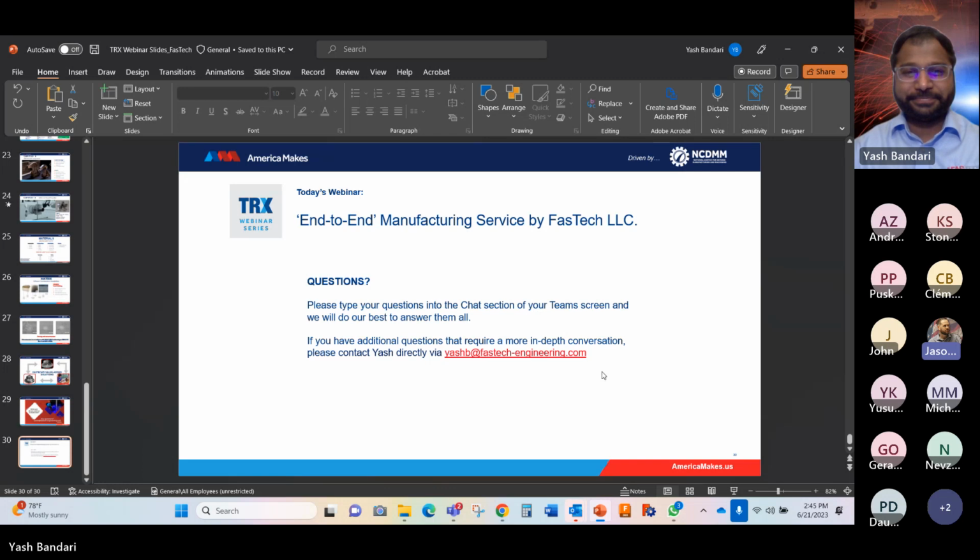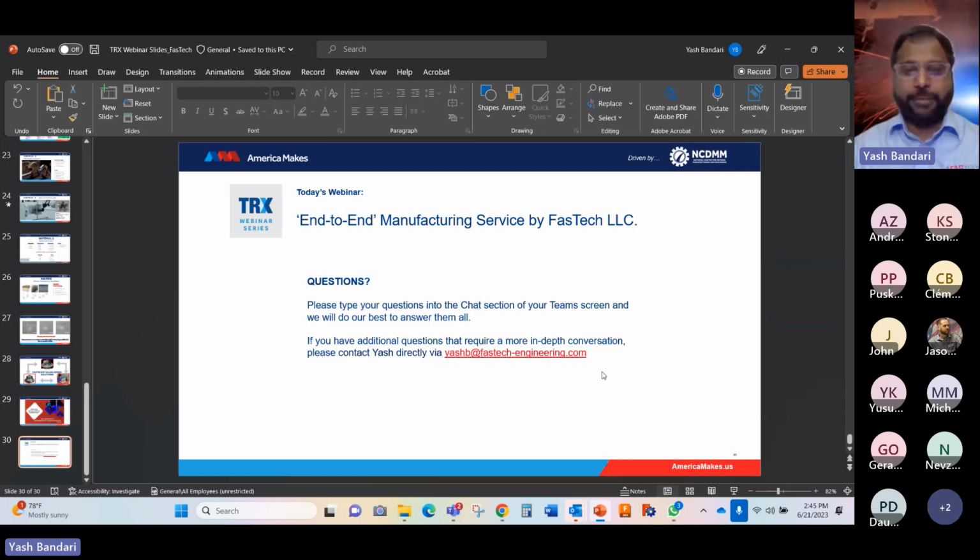All right, let's see. Got another one here. We saw you talk about the two different processes that you have. How do you decide if a part ends up getting printed via the WAAM process or via that LMD wire process? Yeah, that's a great question.